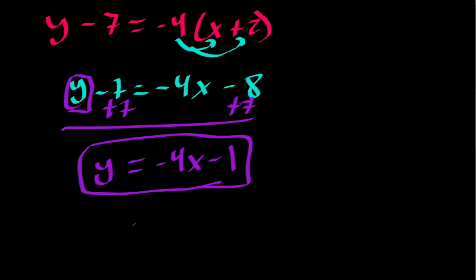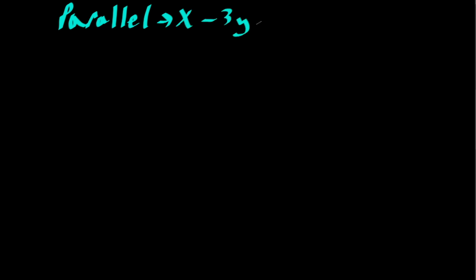All right, let's look at one more of those real fast. Let's say we have another equation, and we're still doing parallel. This time it says x minus 3y equals 9. Oh, I left out our point, 3, negative 1. So once again, we're writing the equation for a line that's parallel to this line and passes through this point.